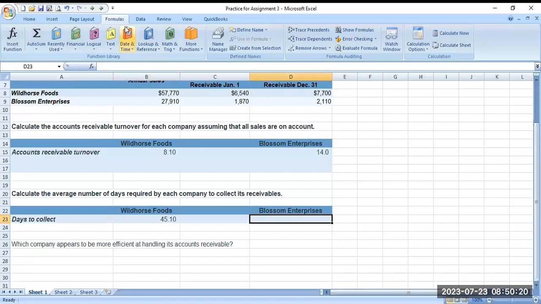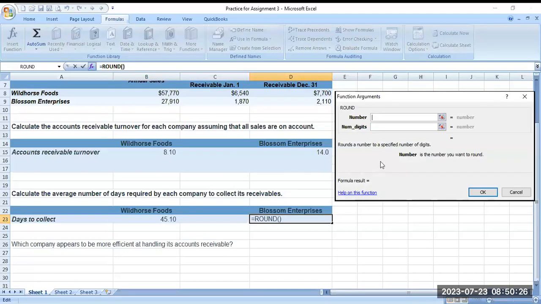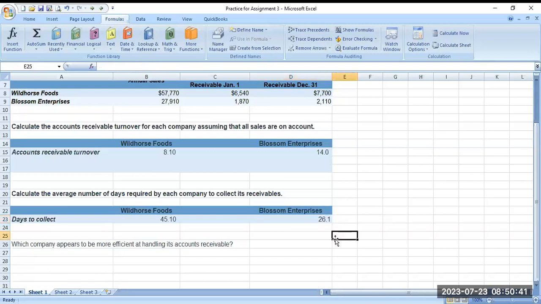Same thing we're going to do for the other company. Again, we're going to use the math function, go to the round, get the bracket, 365 divided by accounts receivables turnover, and we have our number. Then we have to get it up to 1 decimal, and we're done.